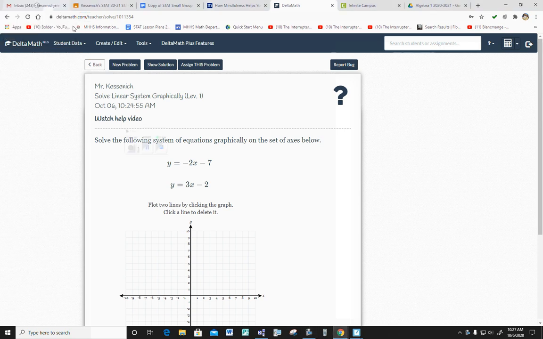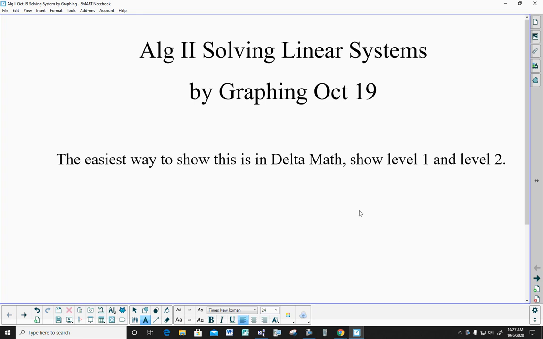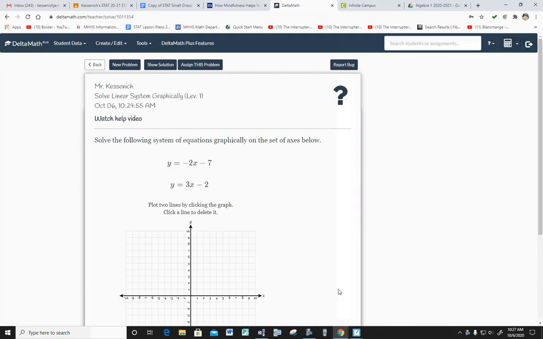Hello everyone. This is the Delta Math assignment for Algebra 2 for solving linear systems by graphing for October 19th. And the easiest way to show you guys how to do this is in Delta Math. So I'm just going to jump over there and show you how to do it.